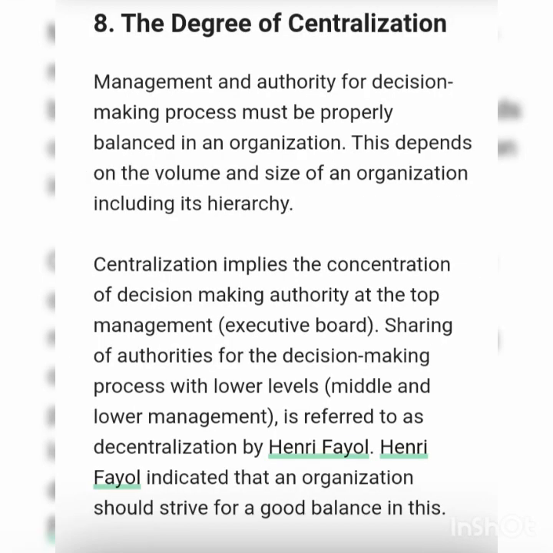Next important principle of management is centralization and decentralization. This principle involves the extent to which authority is centralized or decentralized in an organization. Centralization means concentration of authority at top level, and decentralization means widespread distribution of authority.